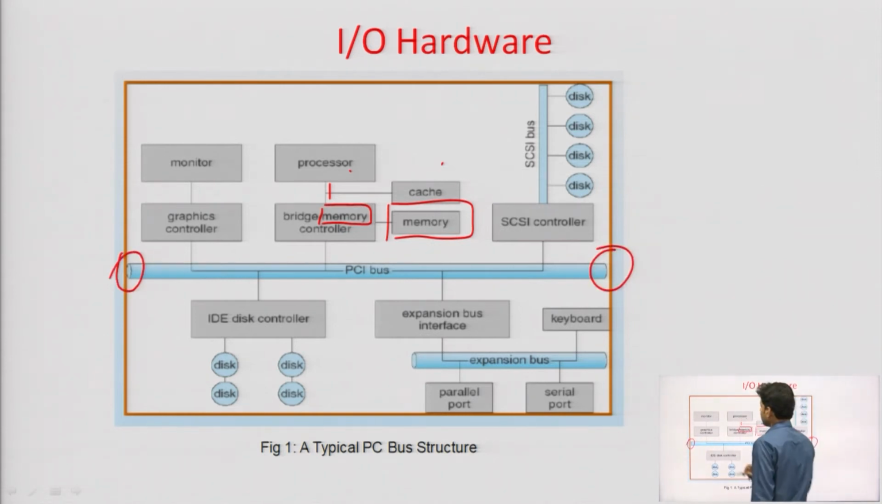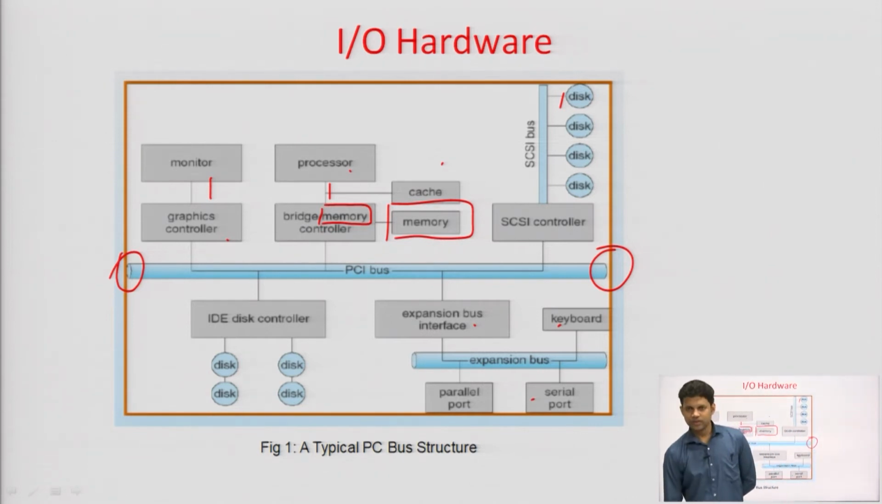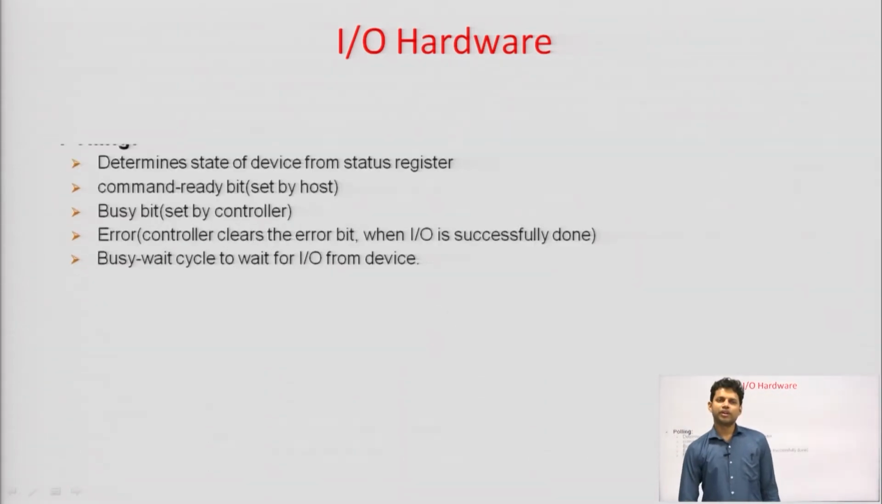Even you can see the monitor has a graphics controller, the processor has a memory and bridge controller, and these IDE disks have IDE disk controllers. Even you can see the parallel port, serial ports, keyboard, all these are connected to an expansion bus, and some of the small disks are connected to this SCSI, small computer system interface bus. So this was the structure.